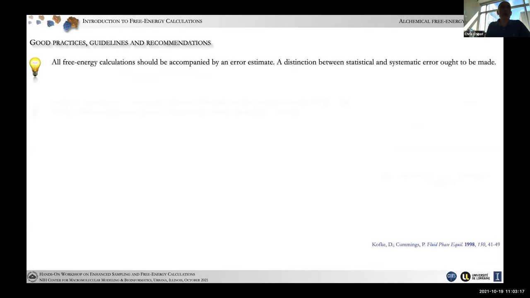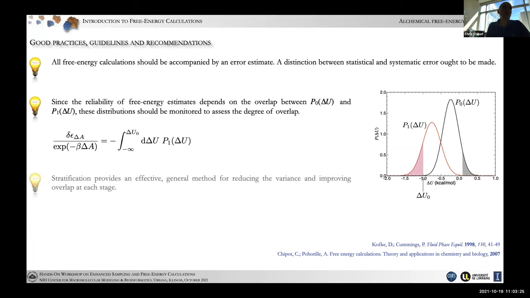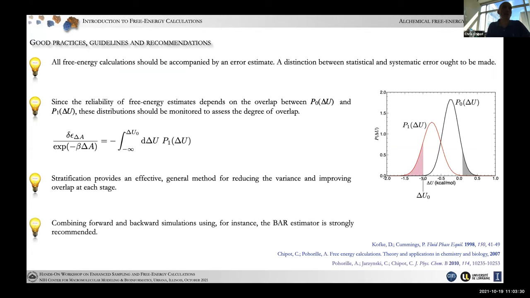So, good practices. Just like any experimental measurement, you have to provide your free energy estimate with an estimate of the error. And when I talk about error, I want to impress upon you that there are different sources of error. There's a statistical error and a systematic error. The statistical error is something that you can somewhat control.